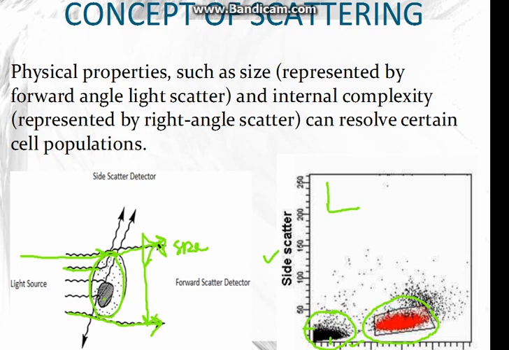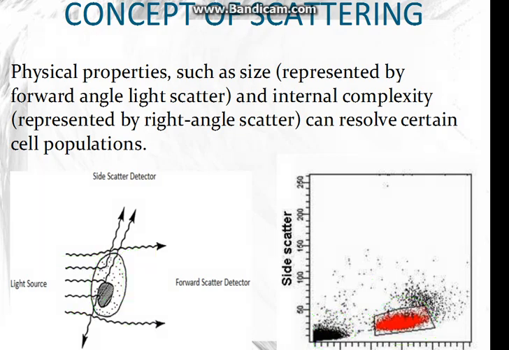So it has lower forward scatter and lower side scatter, which means the cell is small and has a low internal complexity, like that of a lymphocyte. This cell here is larger in size but has no internal complexity. This one also has internal complexity almost the same, so it can be a monocyte. So this is how we will understand the scattering.